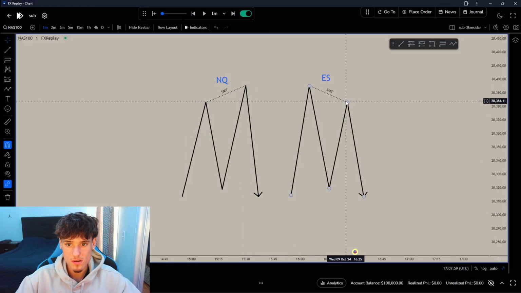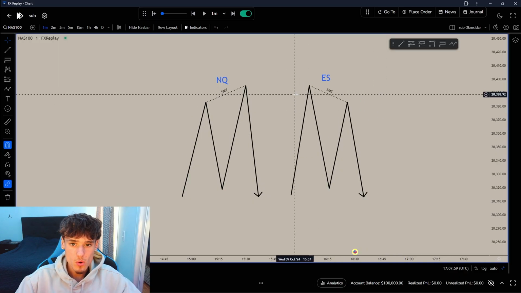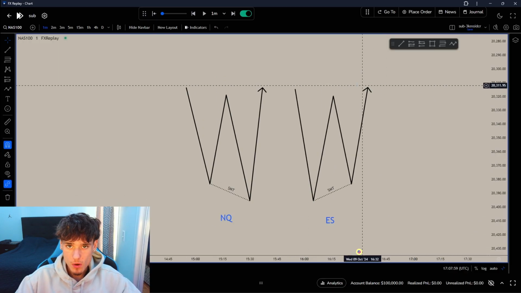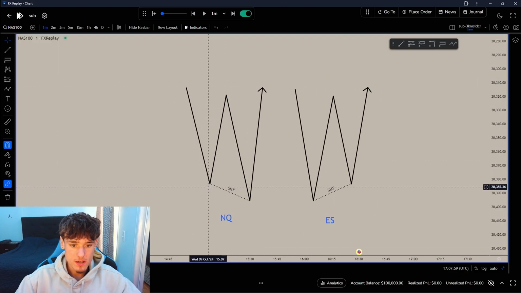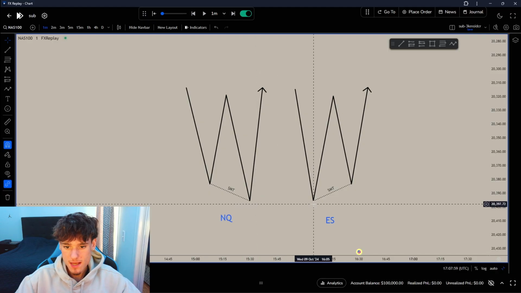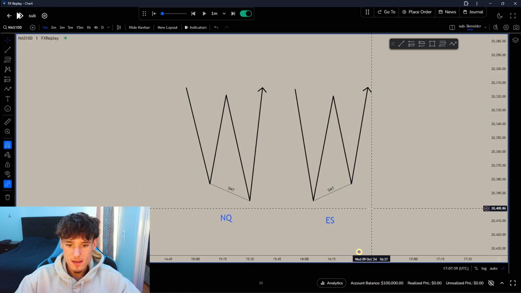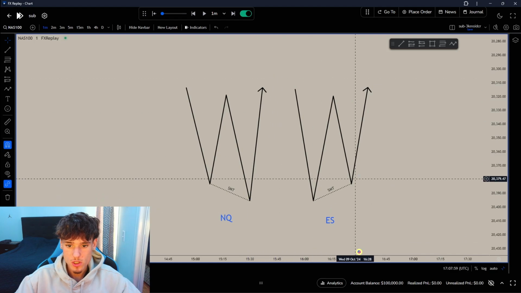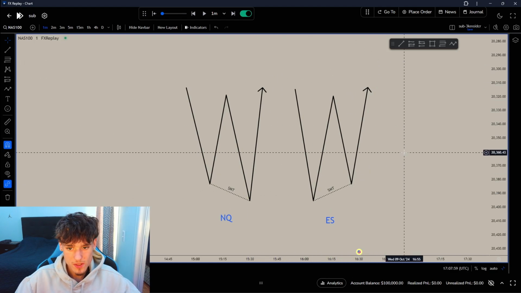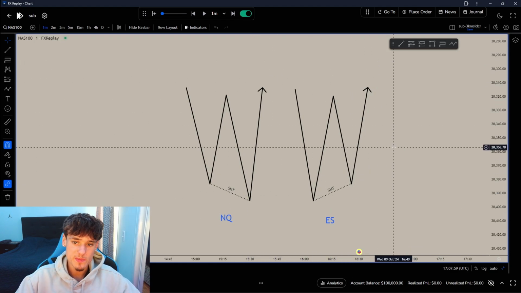Strong push down, or even better, it also works from the lows. Right here, we can see an SMT from the lows, an SMT from the low to the high on NASDAQ and ES. And what do we get? A strong push up. So this is just an example. Now we're going to jump into live examples to show you how you can see it on the market and an easier way to spot it all the time.